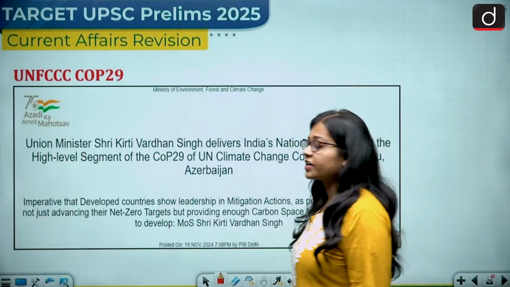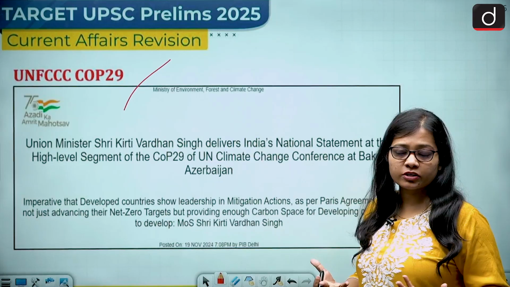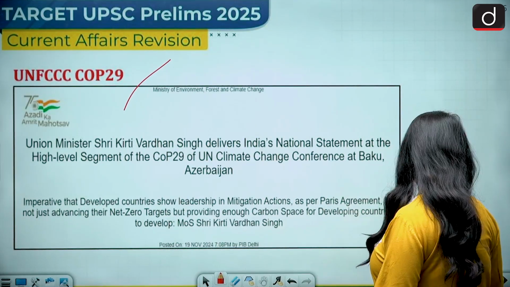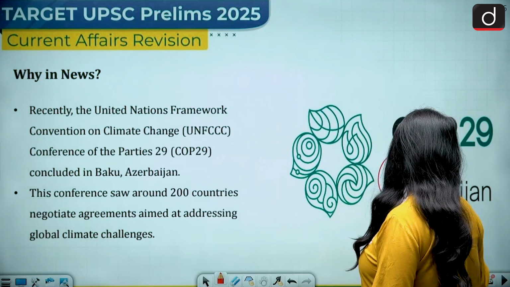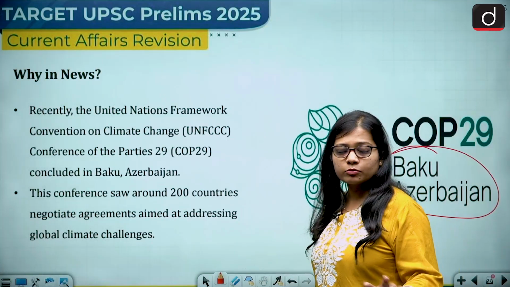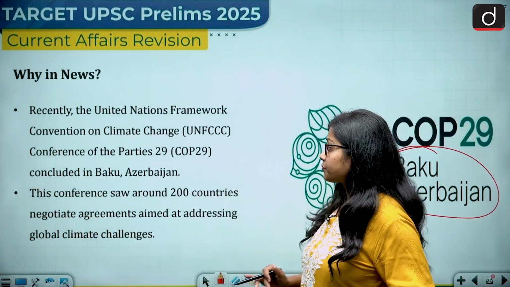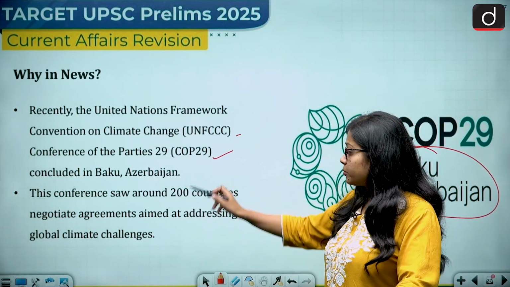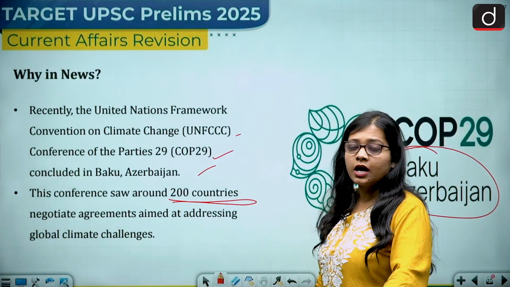Now coming on to the next aspect, and that is the UNFCCC COP29. COP stands for the Conference of Parties and UNFCCC stands for United Nations Framework Convention on Climate Change, and this took place in Baku, Azerbaijan. One of the most important aspects which can be asked in the examination this year. The UNFCCC COP29 concluded in Baku, Azerbaijan, and the conference saw more than 200 countries negotiating an agreement.